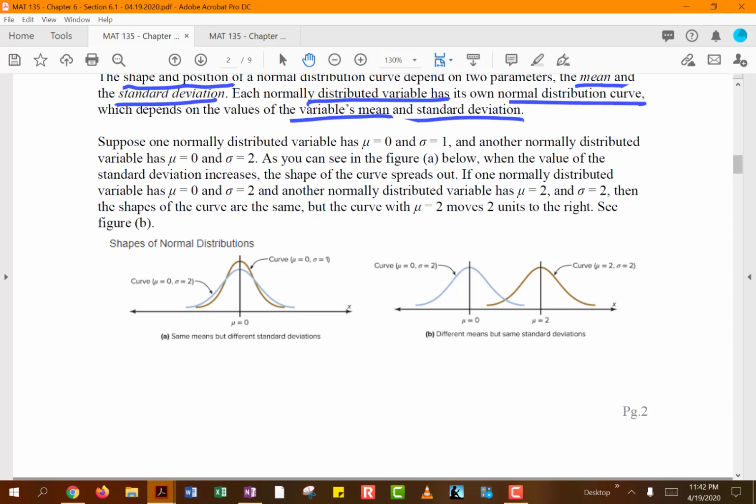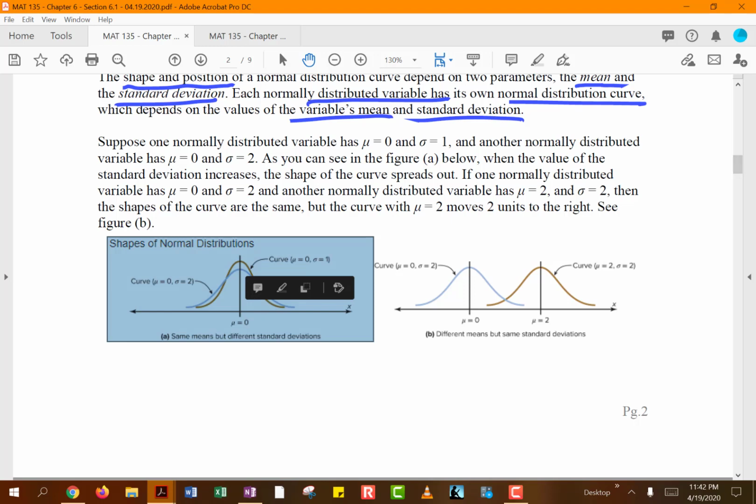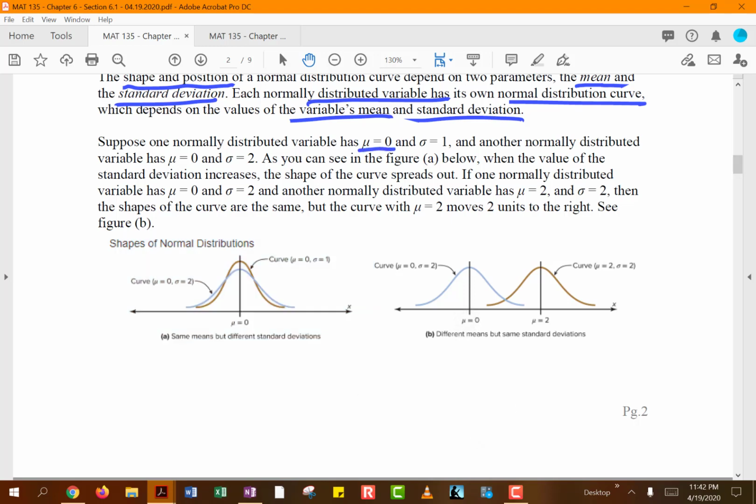Now I just want to talk about the comparison between different means with the same standard deviation, and the same mean with different standard deviations. Let's say we have one normally distributed variable with mu at 0 and a standard deviation of 1, and another normally distributed variable that also has a mean of 0 but a standard deviation of 2. That's shown here in our first graph, part A. You can see both of my curves have the same mean.